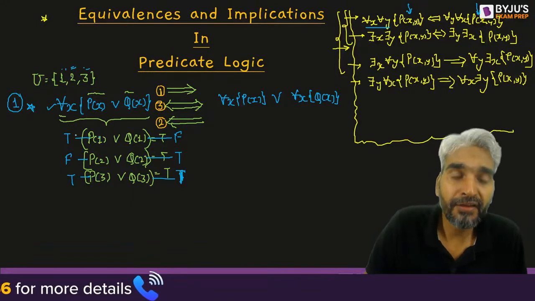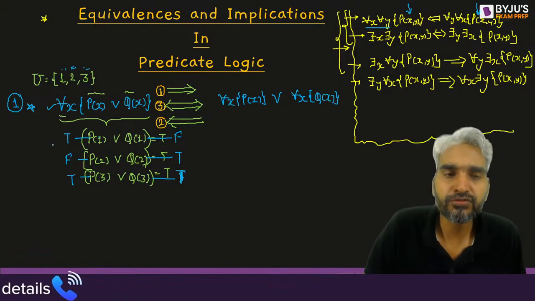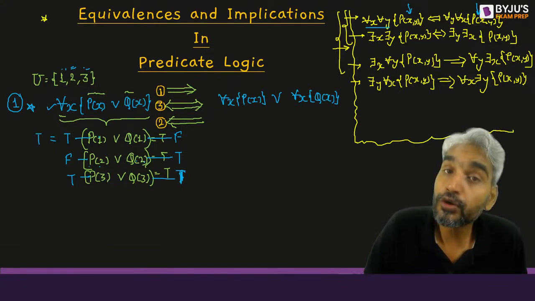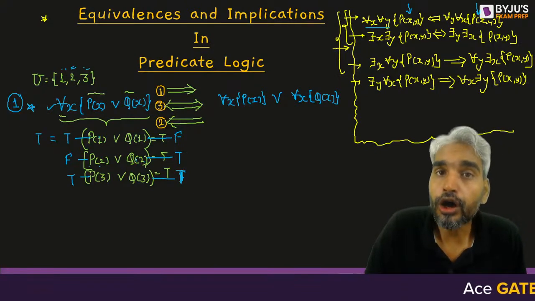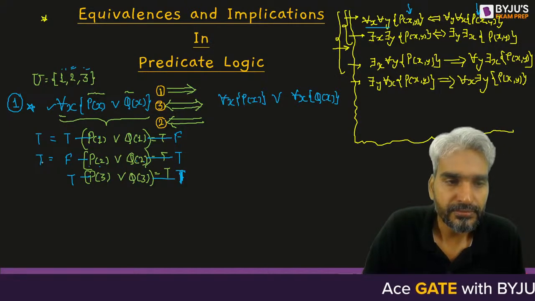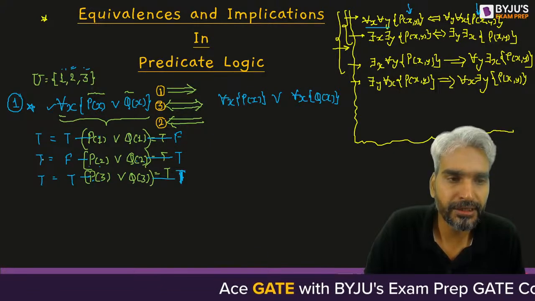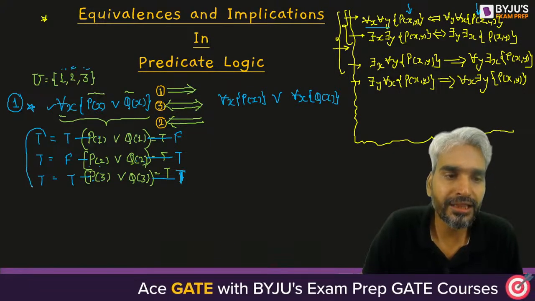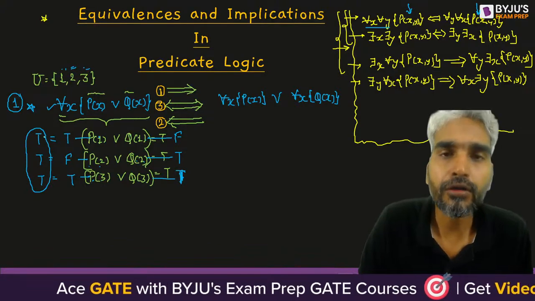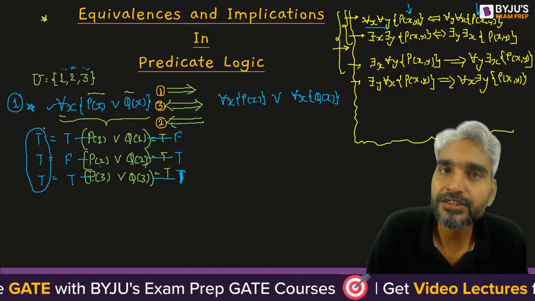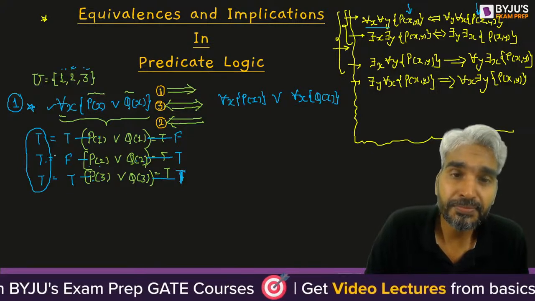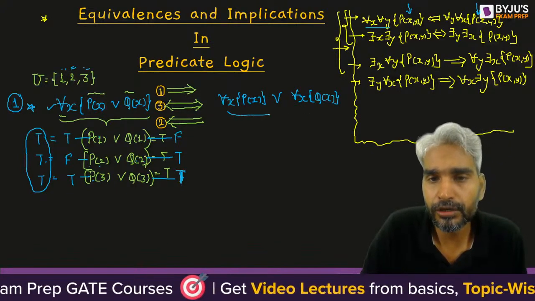So, P1 is true and Q1 is false, so the ultimate result will be true. P2 is false but Q2 is true, therefore P2 or with Q2 is true. Similarly, P3 is true, therefore P3 or with Q3 will be true. So, do you see that for all the values of X, LHS is true. Now, tell me whether in this particular scenario, RHS will be true or not.